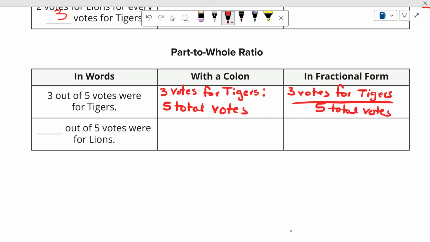Okay, and then for lions, remember that's 2 out of 5. So you would do it the same way, but instead of 3 votes for tigers as the first one, you would write 2 votes for lions, and then 5 total votes. And in the fractional form, instead of writing 3 votes for tigers, you would write 2 votes for lions, and then the fraction bar and 5 total votes.